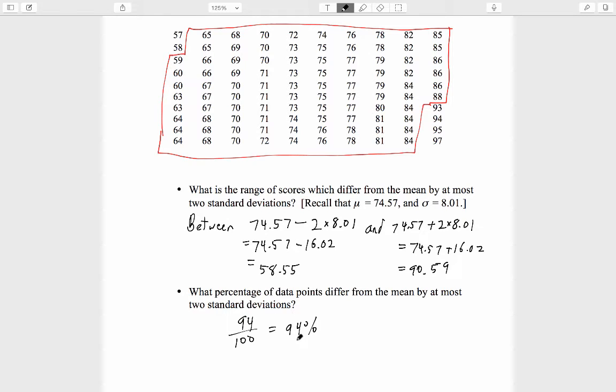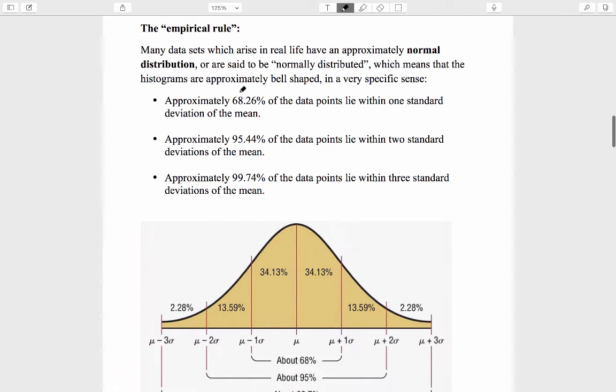This 94% number is not going to be the answer every time we look at a data set of 100 scores, or any number of scores. But we're about to see that for a very common type of data set, something close to this 94% is what we will typically see when we look at a 2 standard deviation range. This brings us to the empirical rule.